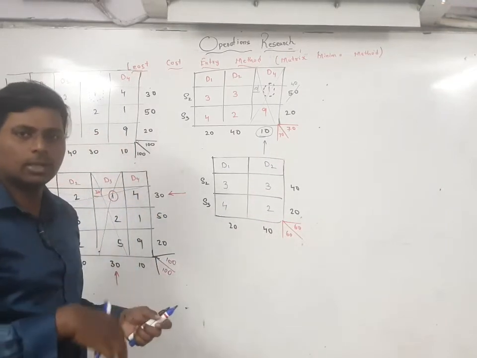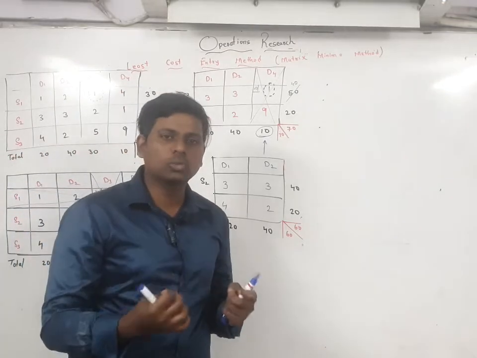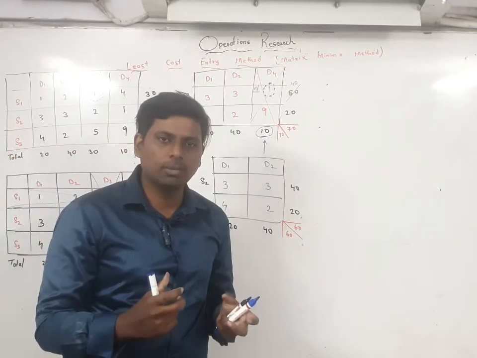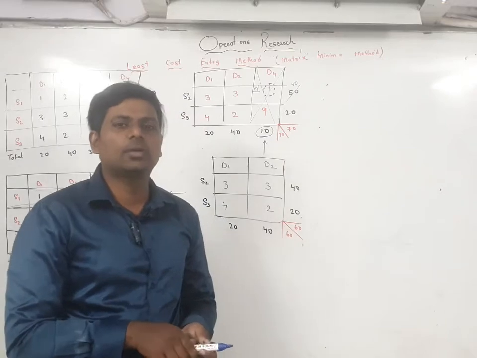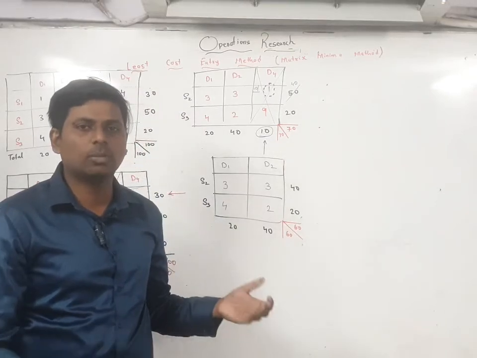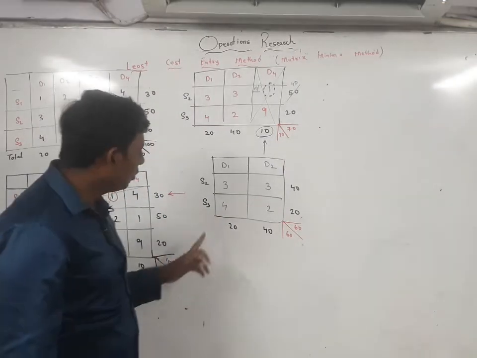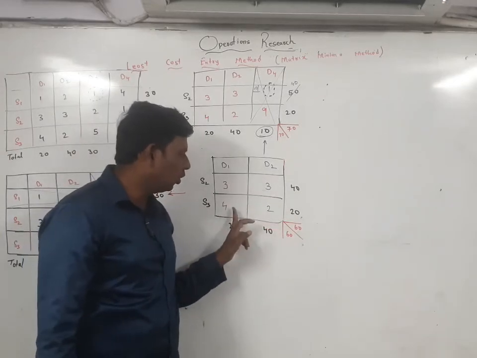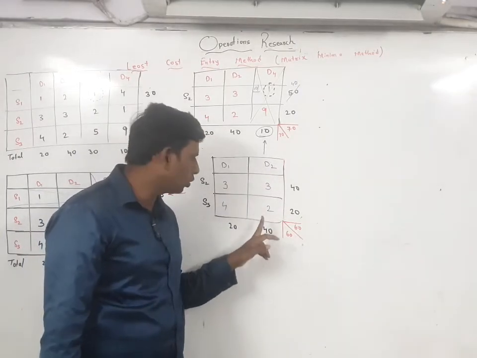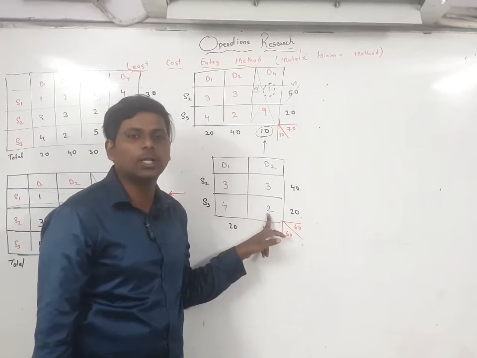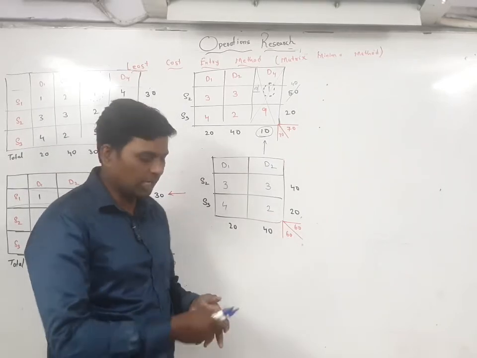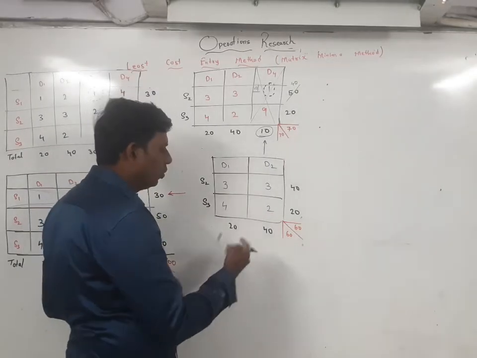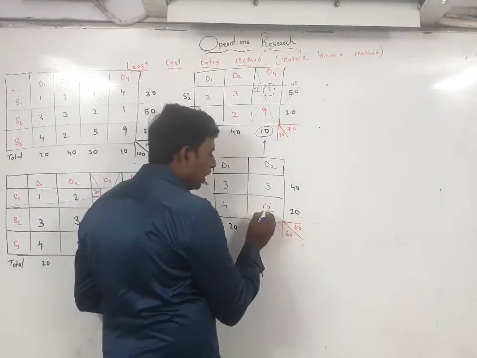In that, inside the box, which one is the least? First you have to select that one. As you can see here, 3, 3, 4, 2. This is the box. Inside the box, which one is the least? 2 is the least value. So, 2 you have to select first. So, this 2 I selected.